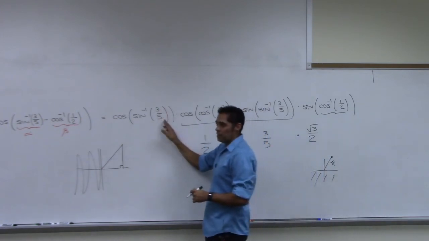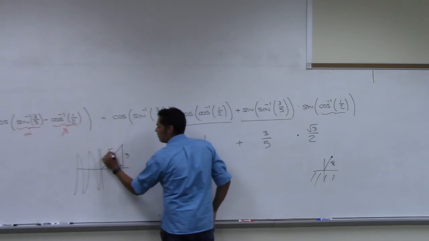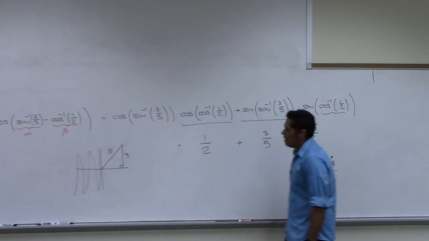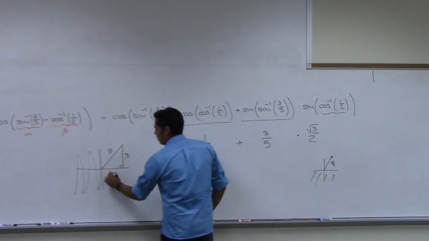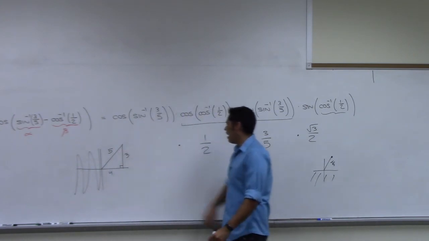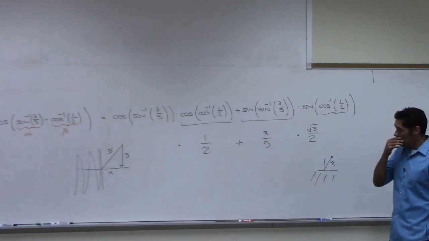This is a positive number. So I should label this side 3 and this side 5, right? And then you can solve for the other one. The other one's 4. You use your Pythagorean theorem, you can get that, or just remember it's a 3, 4, 5 right triangle.